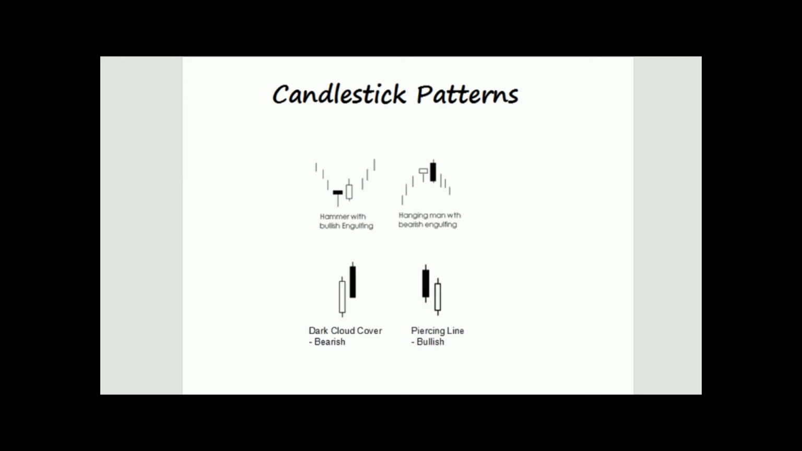So these are candlestick patterns. We have hammer with bullish engulfing. This indicates that the market is going down, and then the hammer is seen, and then there is a bullish candle that engulfs the hammer, and then it usually turns up. So when you see this, usually it indicates that the market has turned and then goes up. Hanging man, on the other hand, is on an uptrend, and then you see the hanging man, and then it has a bearish engulfing over here on the other side, and then usually it turns down. Dark cloud cover, we'll talk about this in a little bit. It's a bearish indicator, while piercing line is a bullish indicator.